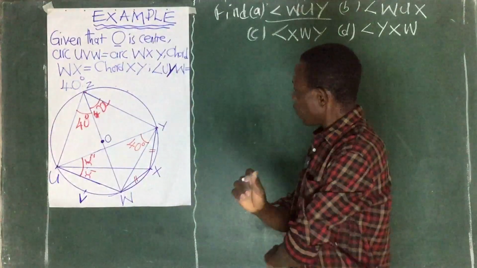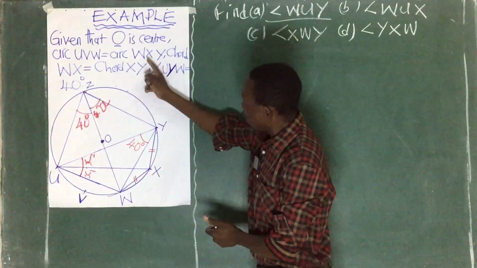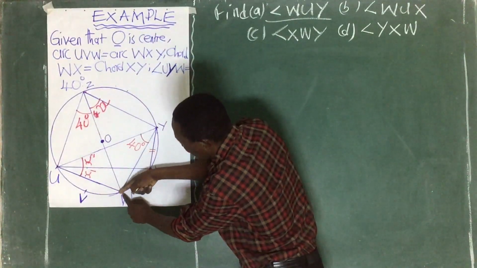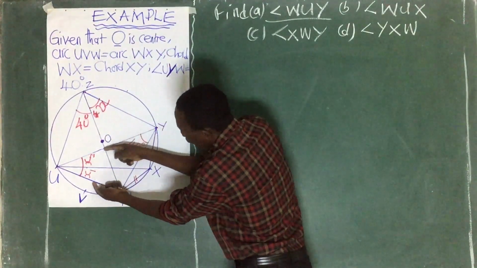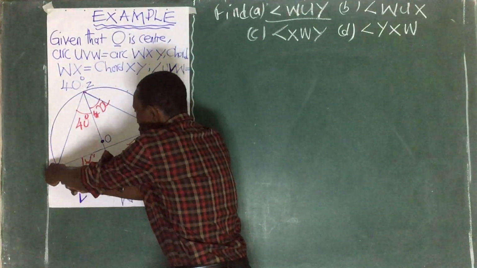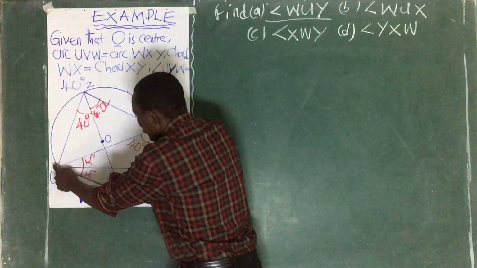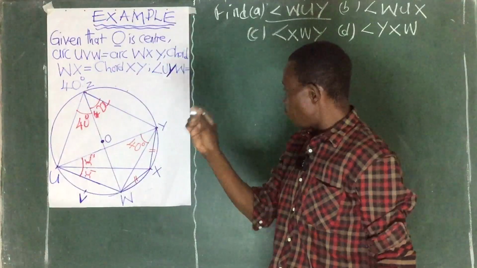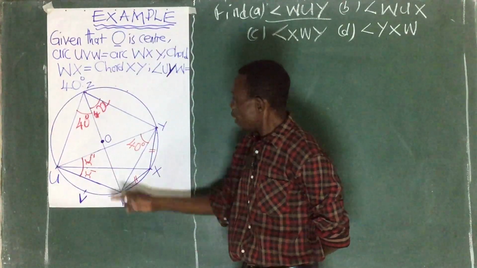Where do I go? If you are patient enough, you'll see that we are given that this arc here is the same as this arc. So this arc is subtending an angle which we said is 2x. And again, this arc here is also subtending an angle here, which is 40 degrees. Now, from what we've just discussed, if arcs are equal, the subtending angles at the circumference are equal. Then definitely this angle here, 40 degrees, is the same as 2x.